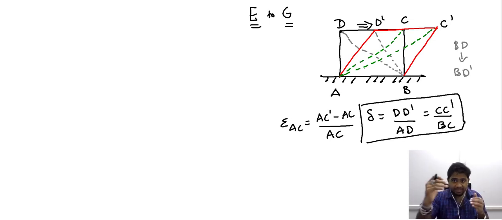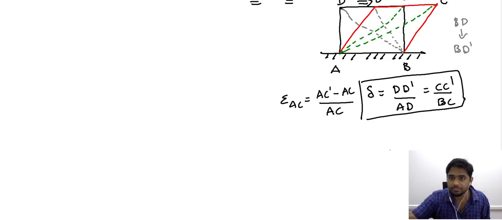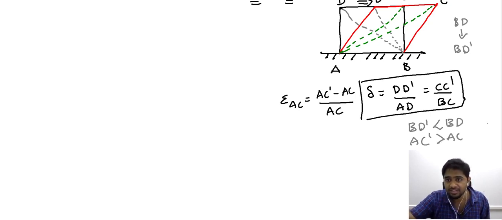So, AC experiences a tensile form of loading. Therefore, it moves from AC to AC prime, and here BD experiences a compressive sort of loading. Therefore, it moves from BD to BD prime, and this BD prime, the new diagonal, is less than BD, whereas in case of AC, the AC prime is greater than AC, because the diagonal AC is experiencing a tensile loading, whereas BD is experiencing a compressive loading.